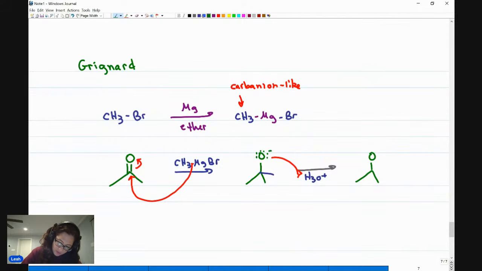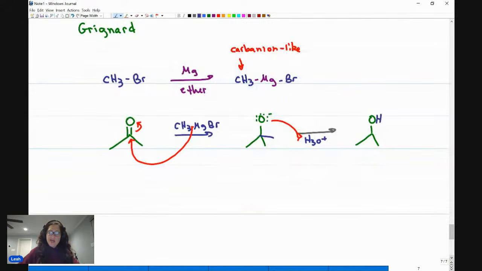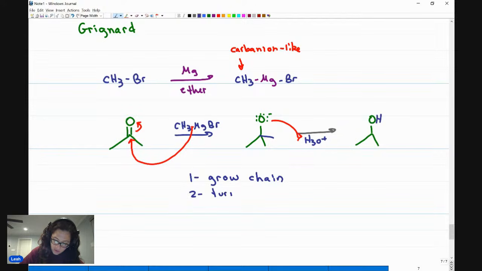So what I want you to notice here is that the key with the Grignard reaction is that we can take a carbon chain that has a carbonyl and add two things to it at the same time. One, I can grow the chain, and two, I can turn a carbonyl into an alcohol. And this is really, really important because in synthesis, you're always looking to grow your chains longer.